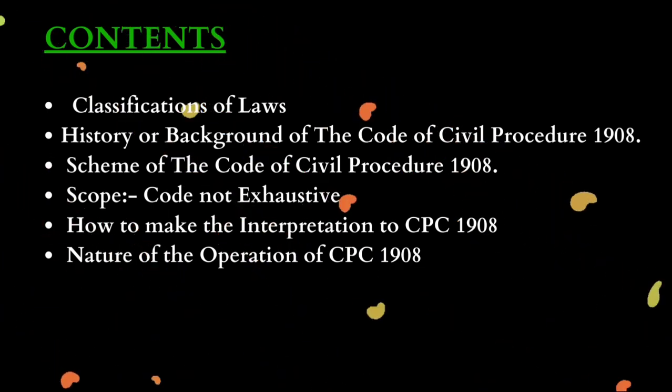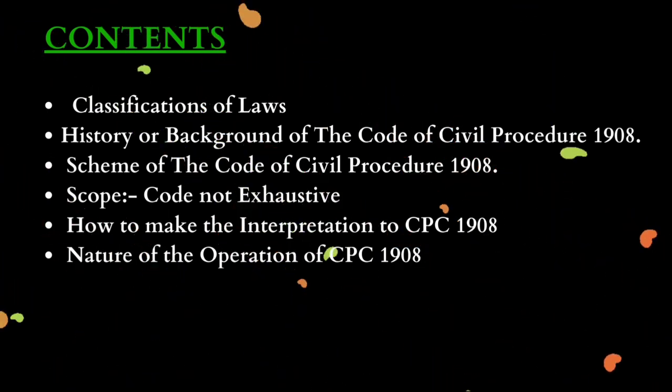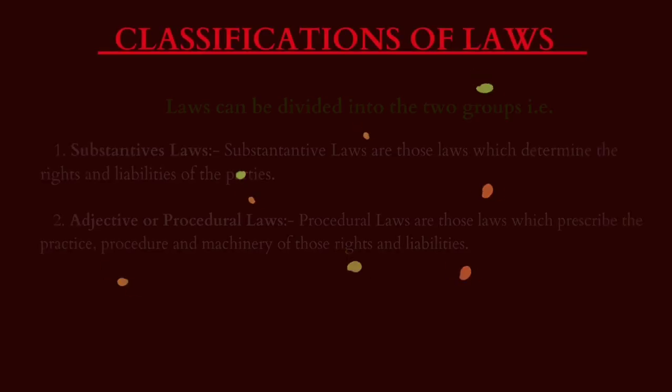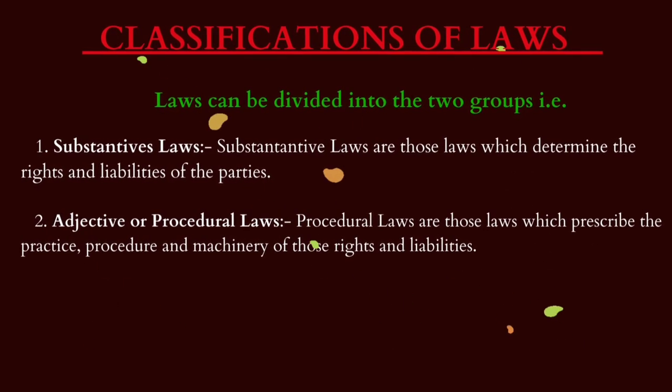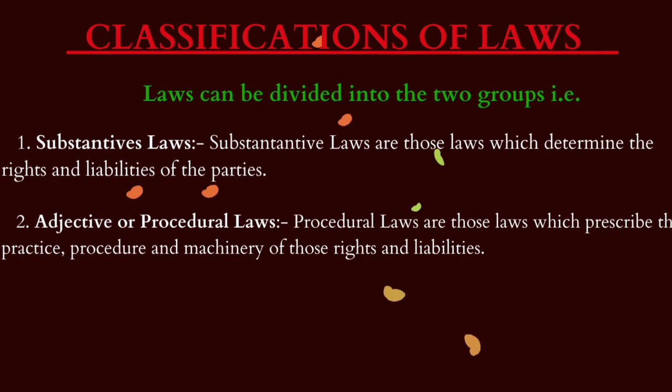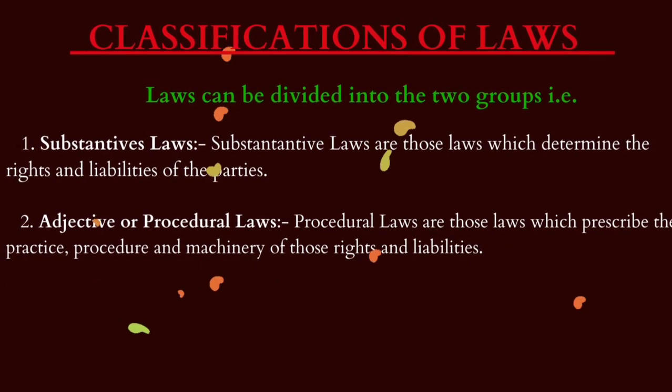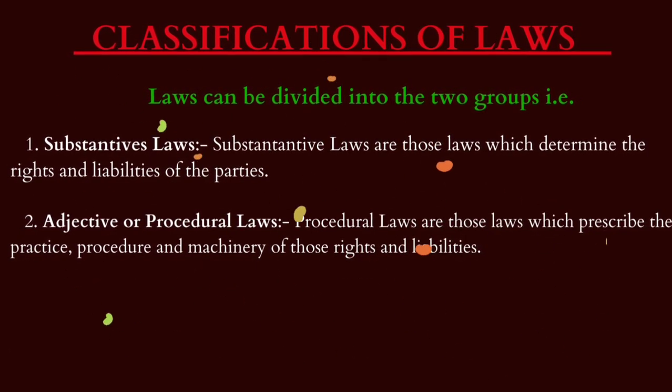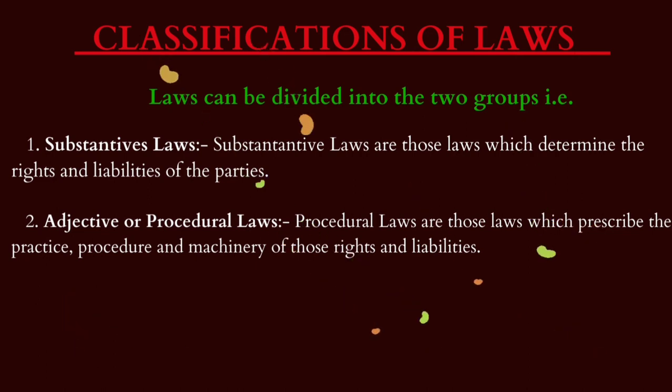Students, now I am going to explain classifications of laws. Laws can be divided into two groups. First one, substantive laws. Substantive laws are those laws which determine the rights and liabilities of the parties. Second one, adjective or procedural laws. Procedural laws are those laws which prescribe the practice, procedure and machinery of those rights and liabilities.